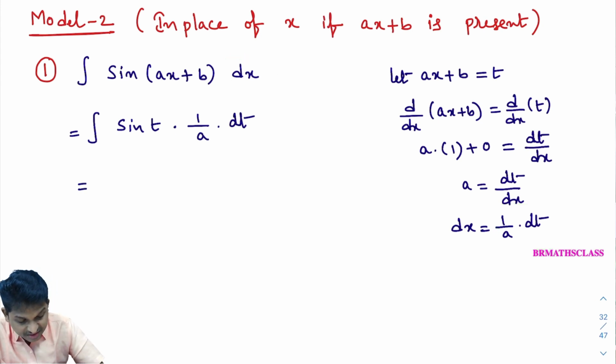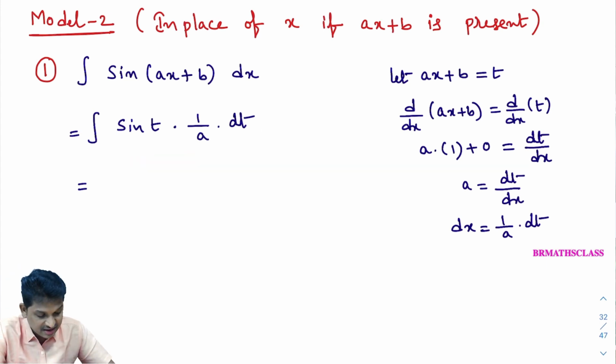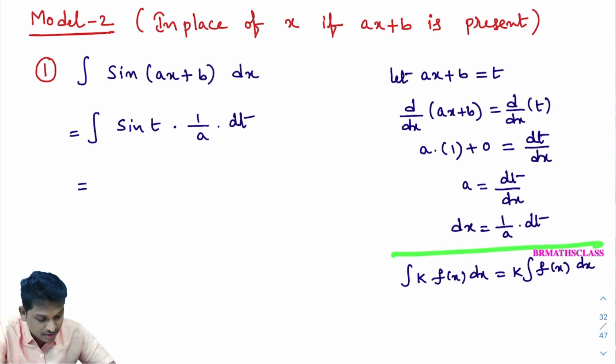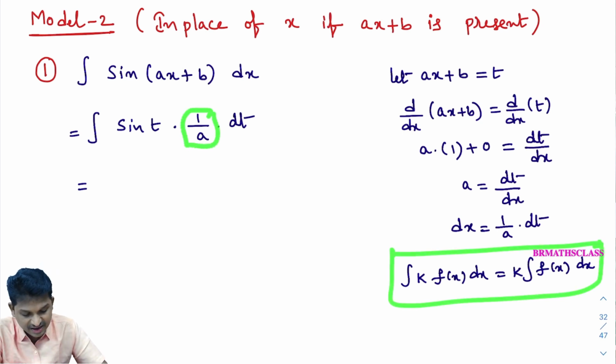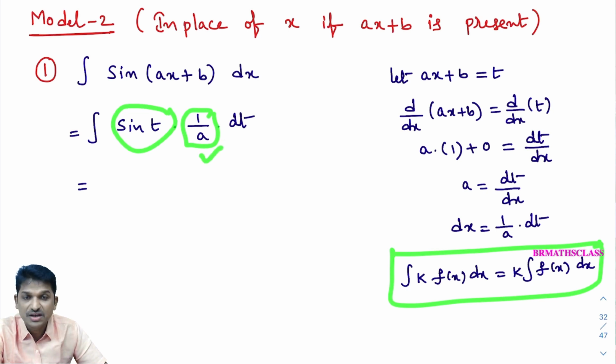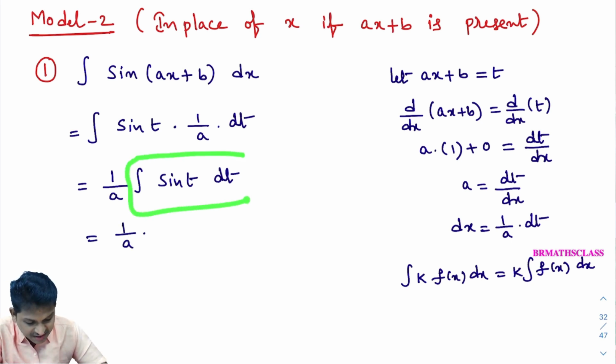If I simplify this further, now I need to integrate this. How to integrate? We learned in the last class this basic rule: integral of k into f of x dx, where k is a constant. We take the constant outside and integrate the function only. Integral of k f of x dx is k times the integral of f of x dx. Here 1 by a is the constant. You take the constant outside: 1 by a into the integral of sine t dt.